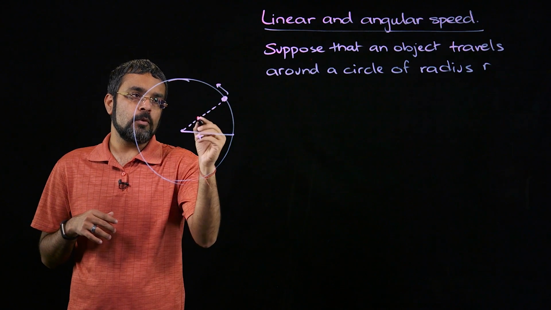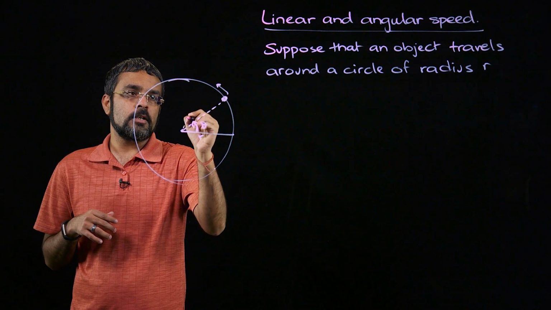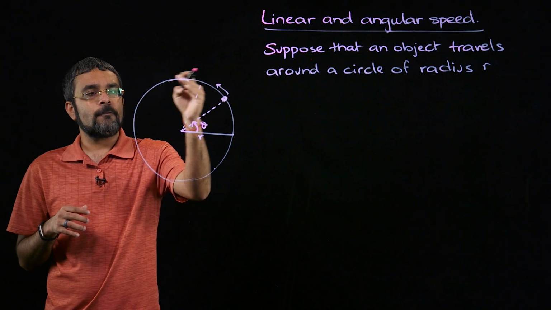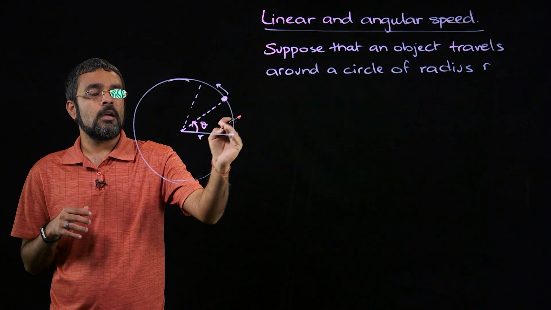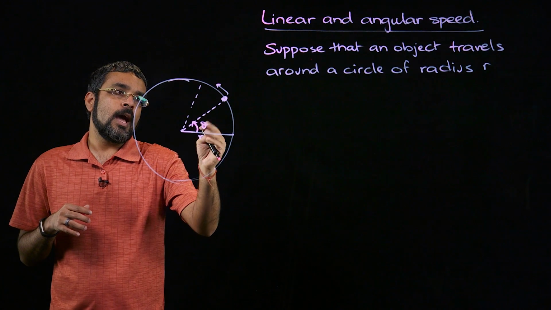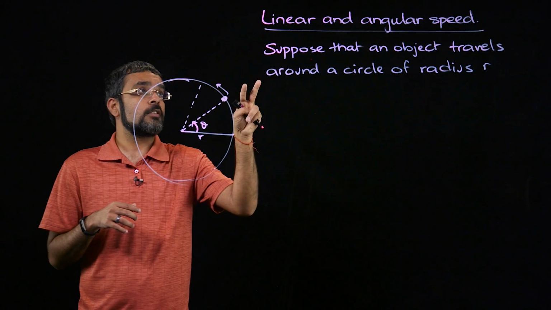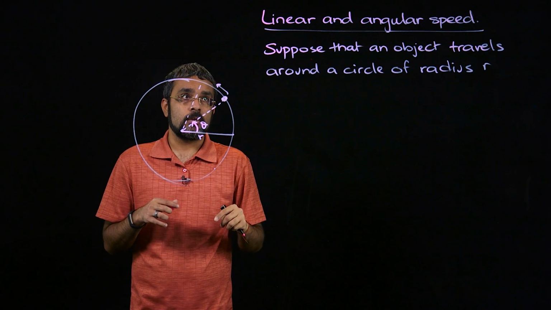As this object moves, let's say this angle theta, right? If this object moves from here to here, then I have this angle theta changing. So I'm interested in not only how fast is my distance changing, how much distance is this covering along the arc, but I'm also interested in how fast is my angle changing? And so I have two kinds of speeds that I'm interested in here. I have the linear speed as well as the angular speed.